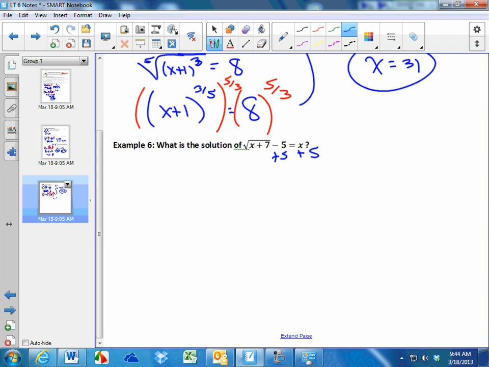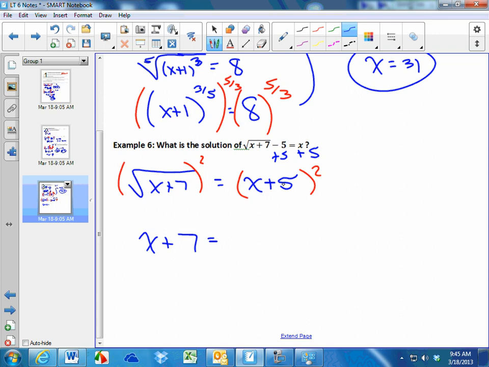You can see that we got an issue now. We've got a square root of x plus 7 on the left, and we have a binomial on the right, x plus 5. We still follow our steps to get this x out of the square root by squaring both sides. We still square both sides. But when you do, the left side of the equation becomes x plus 7.